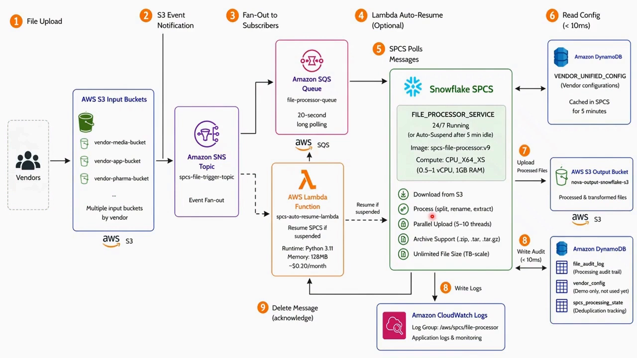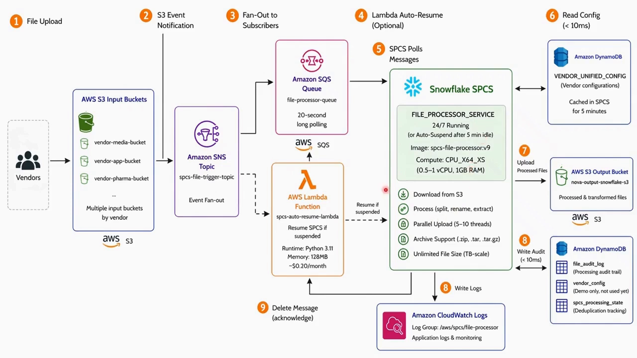Before processing, SPCS reads configuration from the Amazon DynamoDB config table. This includes vendor specific rules, file type handling, rename pattern, routing logic, and to optimize performance, this configuration is cached for 5 minutes so that we reduce the repeated database calls.